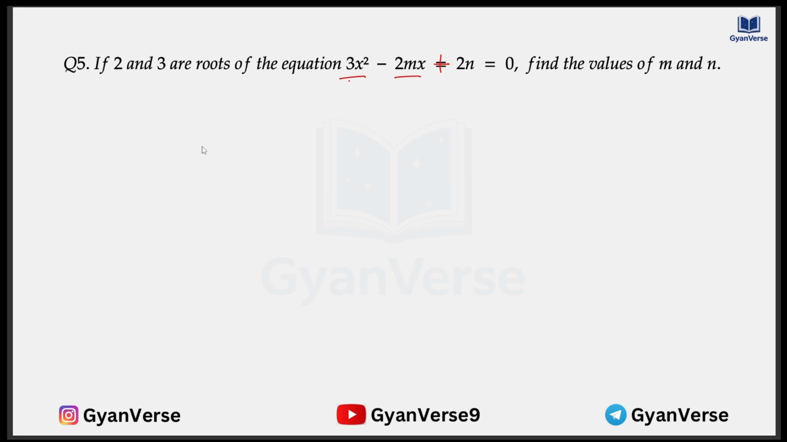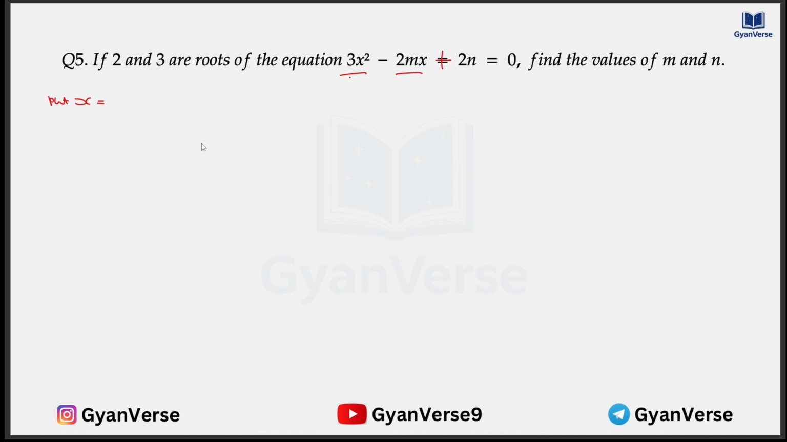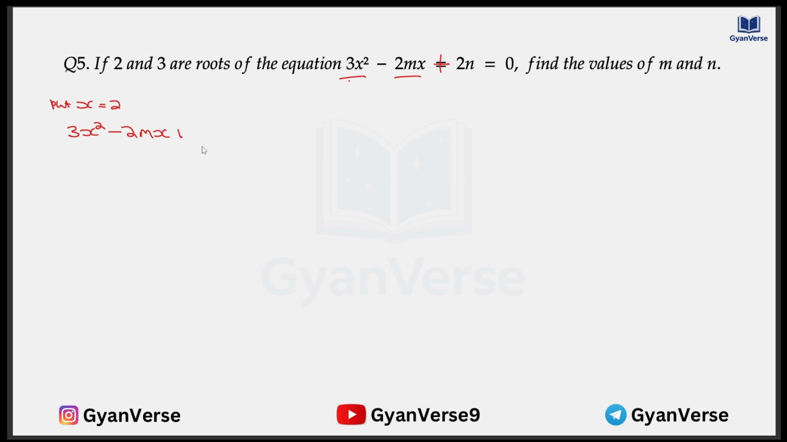So first what we are going to do is put x equals to 2. So in the quadratic equation, 3x square minus 2mx plus 2n equals to 0, we will put x equals to 2 in this equation. It will become 3 into 4 minus 2m into 2 plus 2n equals to 0, so 12 minus 4m plus 2n equals to 0.